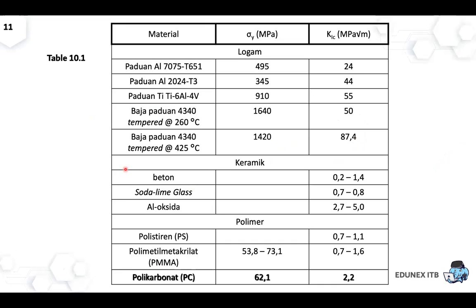Okay, so in any material, we will have the yield stress. For example, this is metal, ceramic, polymer, and also that K1C. You can see here that for metal it is quite okay, but when you see the ceramic, concrete, beton, yeah, soda lime glass, aluminum oxide, they have a very small K1C. That means when they have a crack, it's going to be difficult for them to withstand those failures, those fractures.